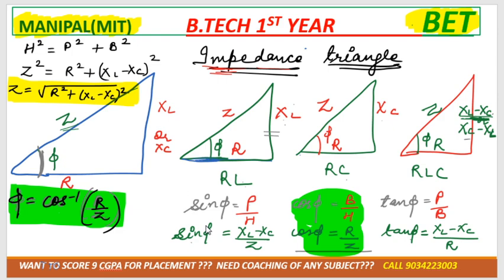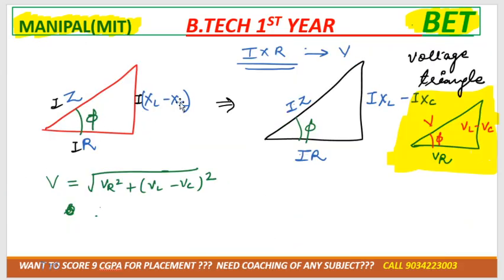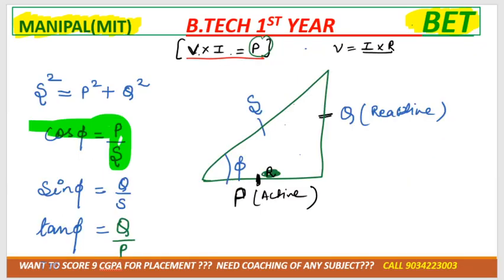Now I told you the three types of triangle. One is the impedance triangle. In the impedance triangle we'll take the base as R, and in the perpendicular we'll take XL or XC, and in the hypotenuse we'll take impedance. Then we'll get the voltage triangle. This one is the voltage triangle: VR, VL, VC, and V.